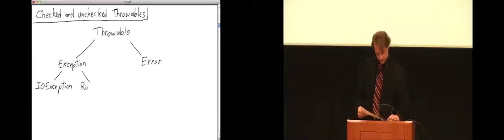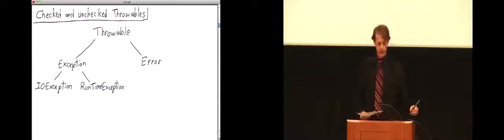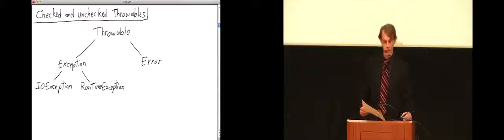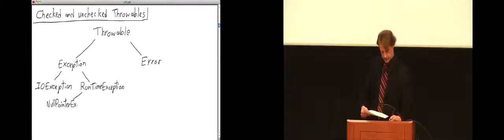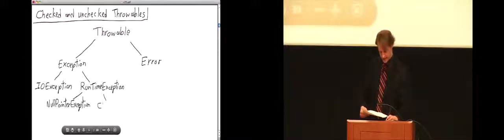There's also a very special class of exception called runtime exception. And I'll explain in a minute why it's very special. But runtime exception includes a lot of your least favorite exceptions, the ones that Java throws on you when you don't want it to, like null pointer exceptions, array index out of bounds exceptions, and class cast exceptions.